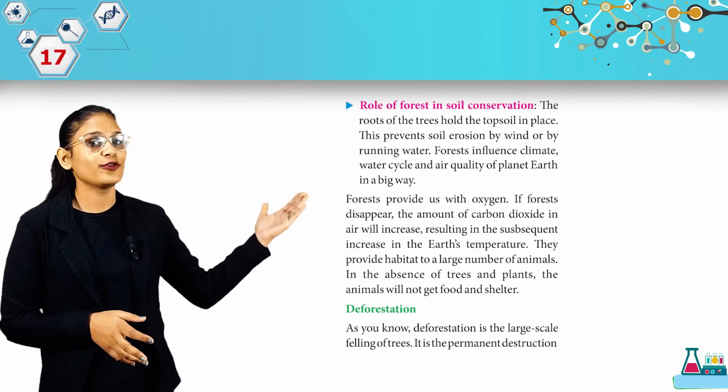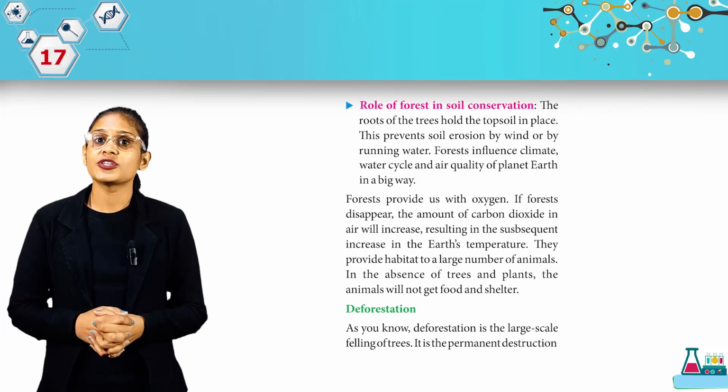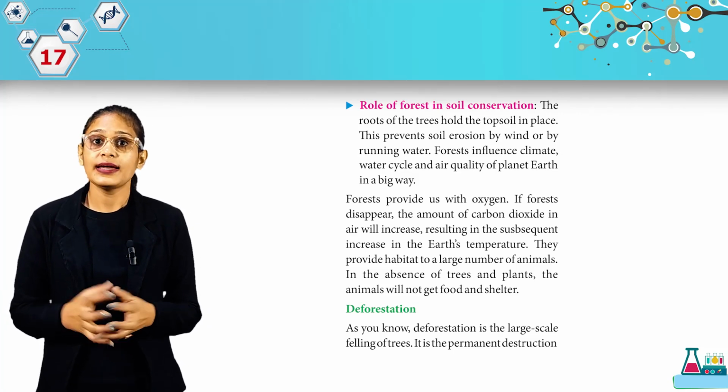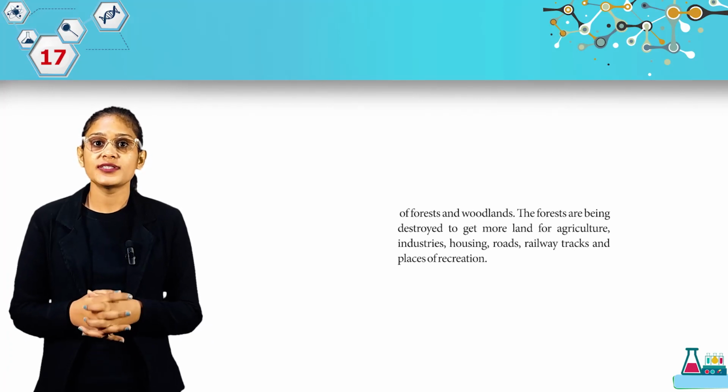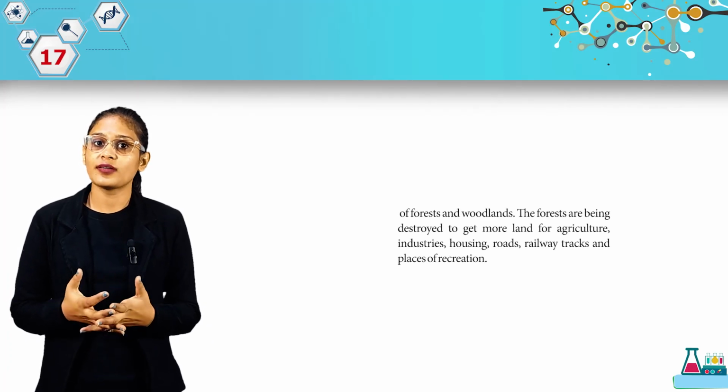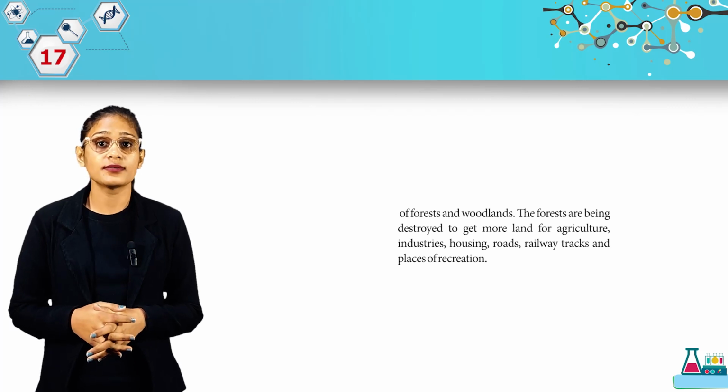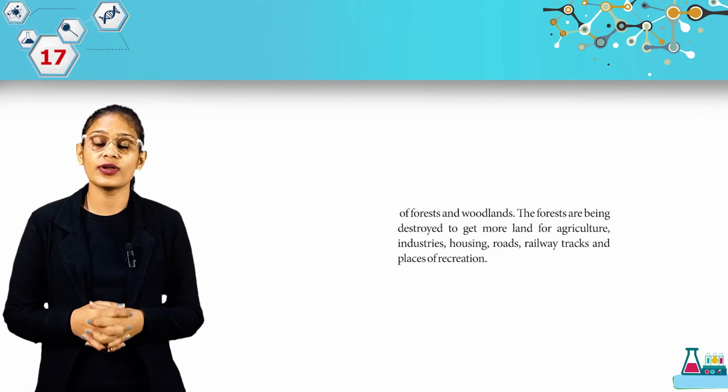Here we have deforestation. As you know, deforestation is the large-scale falling of trees. It is a permanent destruction. Destruction of forests and woodlands. The forests are being destroyed to get more land for agriculture, industries, housing, roads, railway tracks, and places of recreation.